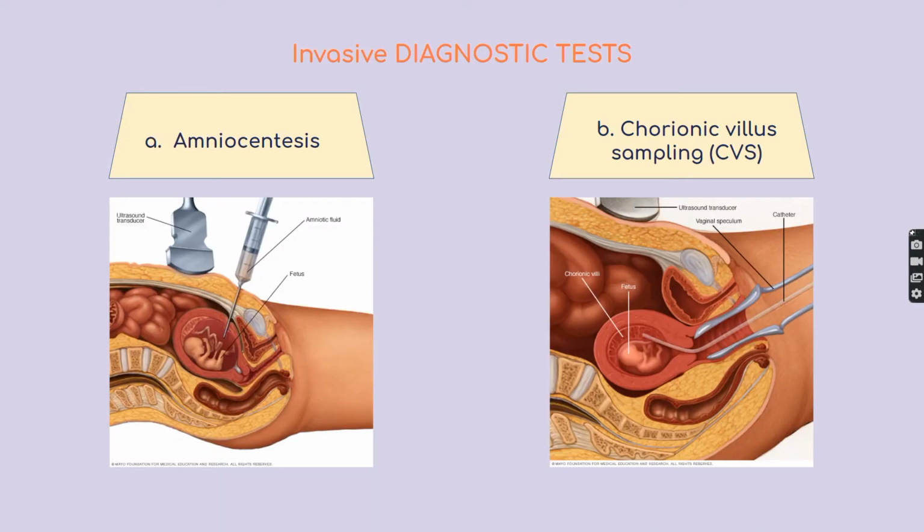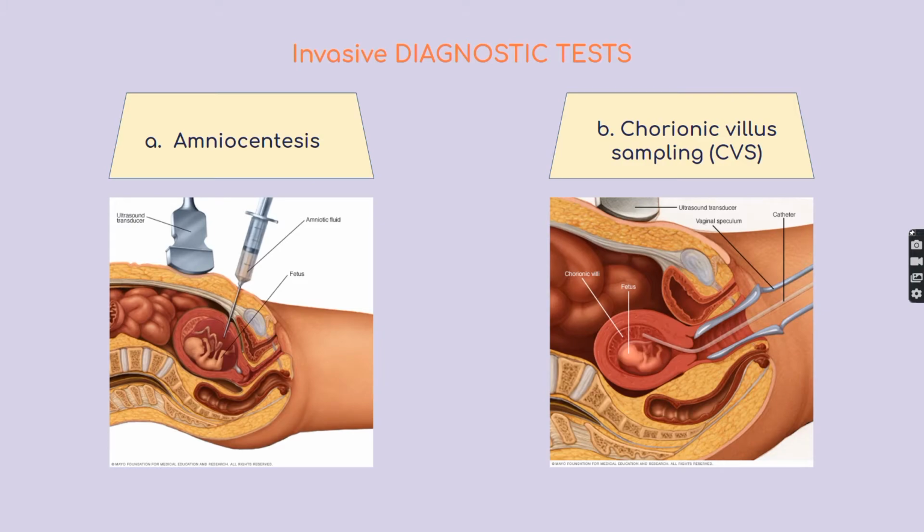Moving on, we also have invasive tests that help detect or diagnose trisomy 18. So first, we have amniocentesis, an invasive test that is obtained through a collection of amniotic fluid containing fetal skin cells through the maternal abdomen or the womb, helping to determine chromosomal disorders like trisomy 18.